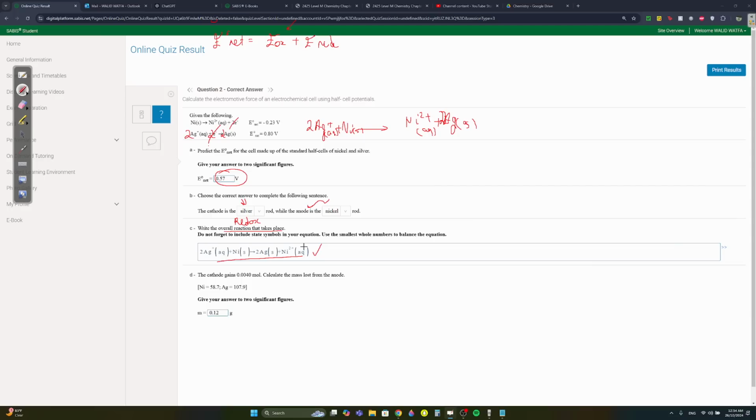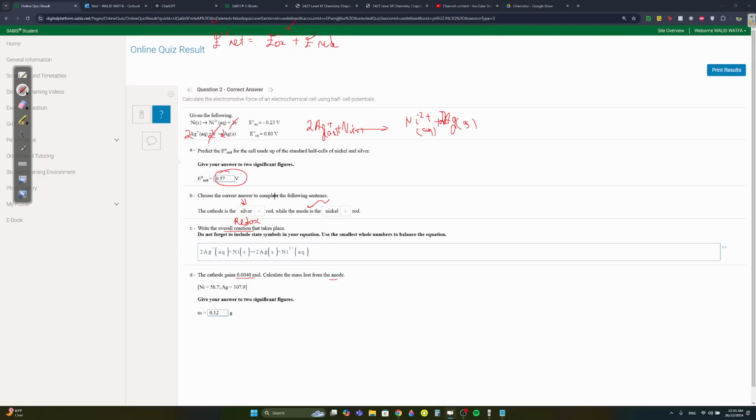The cathode gains 0.004 moles. Calculate the mass lost from the anode. Like it would be wrong here to say, oh, the cathode gains 0.004. That means the anode loses 0.004. Okay, so I already know the moles. I can just multiply by the mole mass. No. Why is this wrong? Part C, you just found the reaction. You literally just found the reaction.